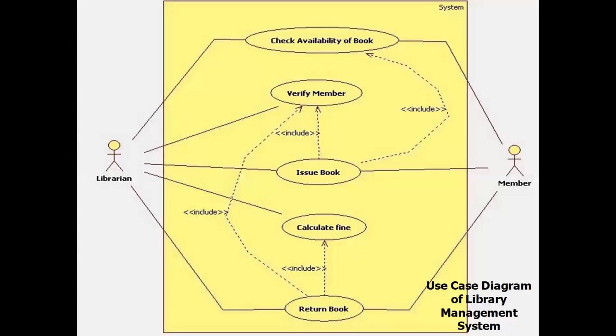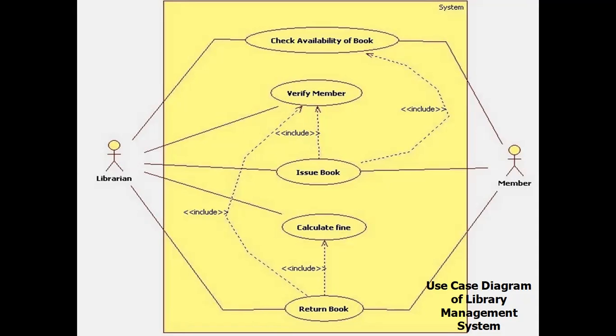Just like in this example, librarian as well as member are the two actors. The arrow represents the relationship between the actor as well as the use case. So different use cases are described, like check availability of book, verify the member, issue the book, calculate the fine. Some different things we need to include. Include means suppose a member wants to issue a book, then we need to check the availability of the book. If the book is available, then only the book is issued.